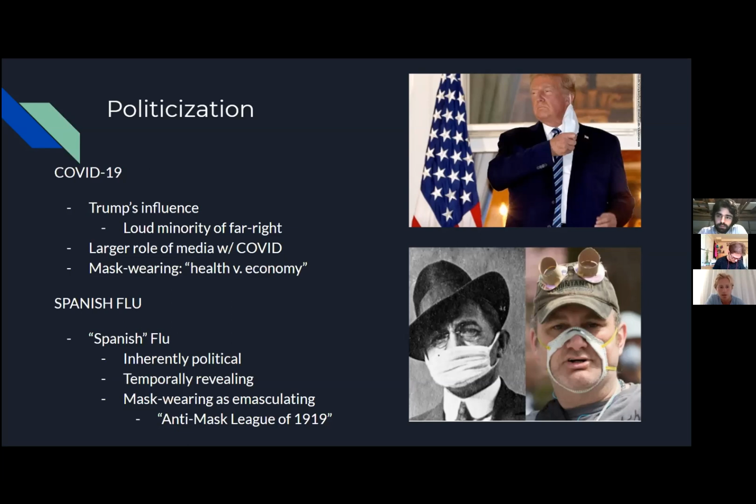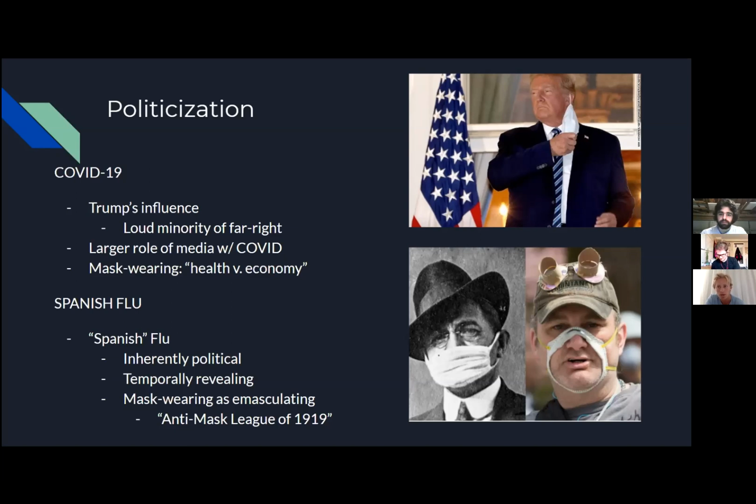With the Spanish flu, which I think was mentioned, the term Spanish flu was an inherently political term in itself. Spain was neutral in World War One, and it's very temporally revealing that they chose to call it the Spanish flu, or that it's known as the Spanish flu pretty colloquially. It's largely due to Spain's neutrality, and it's also due to a general distrust of media and reporting.